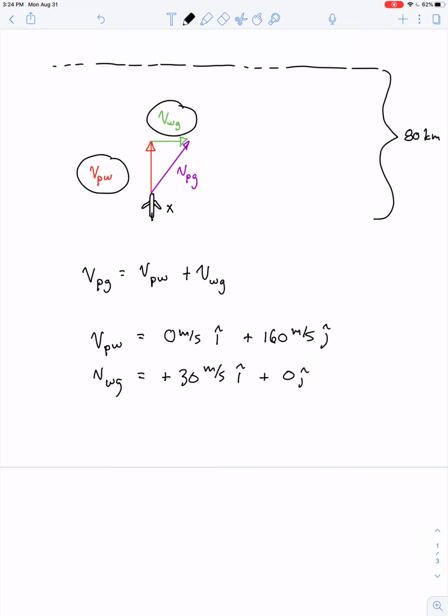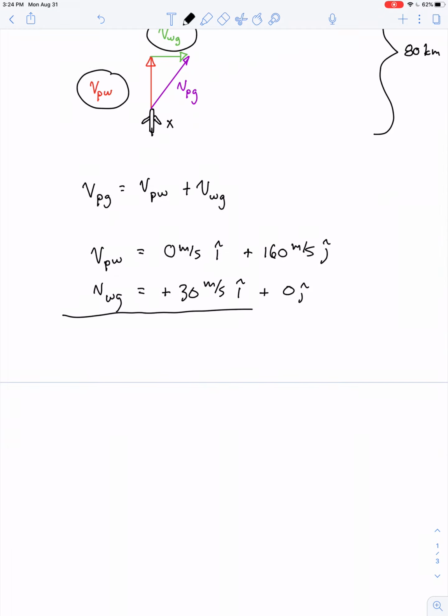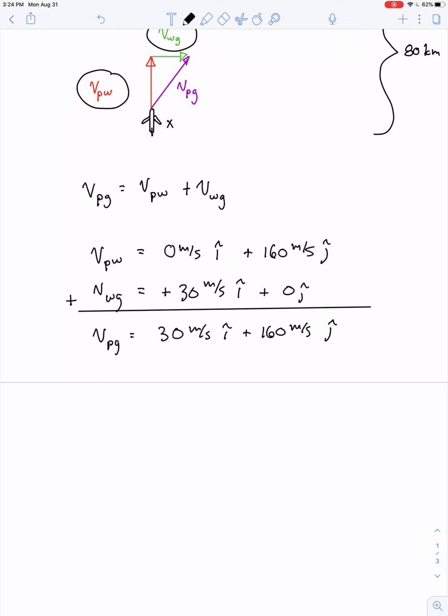0 j hat. And so by putting it in unit vector notation, it makes it very easy for us to perform the vector addition. We can just really do scalar addition down the columns. So we find that the velocity of the plane with respect to the ground is equal to 30 meters per second i hat plus 160 meters per second j hat.